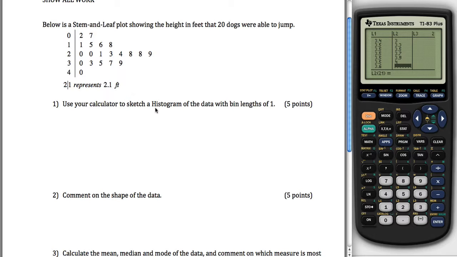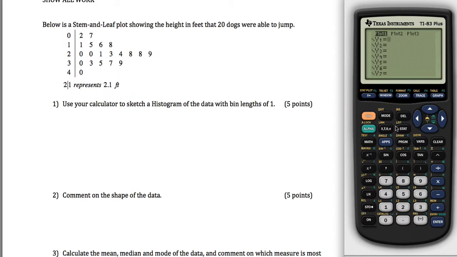And what I want to do is sketch a histogram, specifically a histogram with bin lengths of 1. So the way you do that is you get your data in. Mine's in L2. And then you go into your stat plot menu. Second and then y equals brings up stat plots. And then press enter to get into the first one. Turn it on. Tell it you want to make a histogram. And then tell it where your data is. My data is in L2, so I'll hit second and then 2 to say L2 here. Frequency is something I will leave alone.